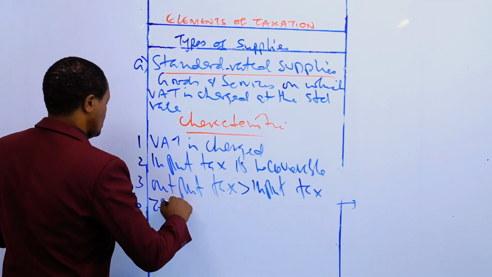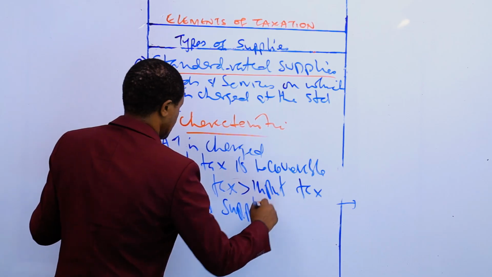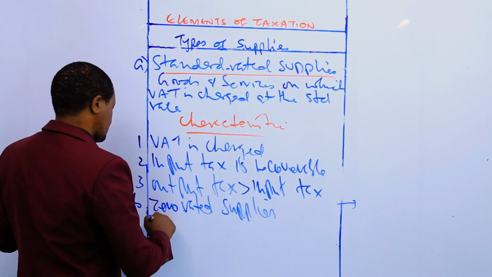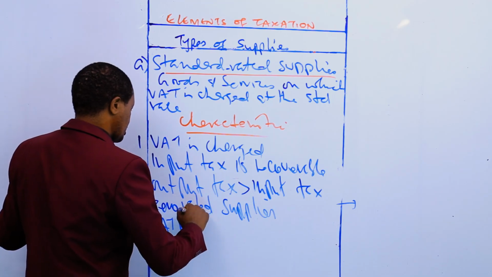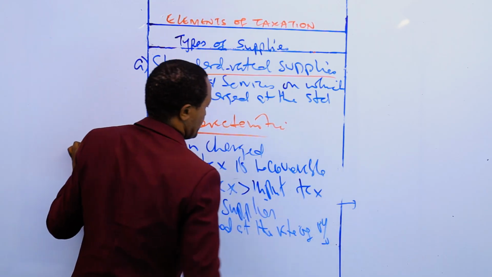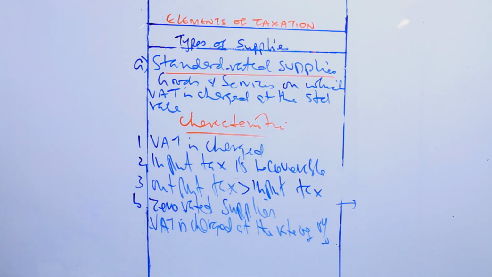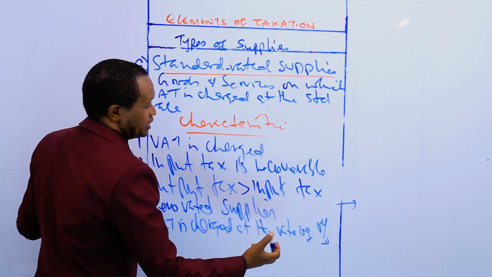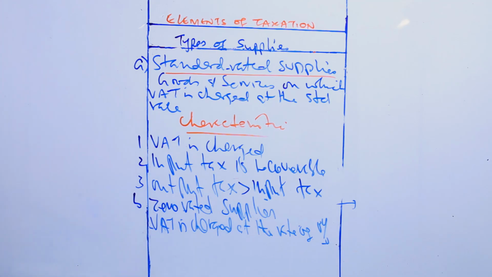Zero rated supplies are taxable supplies on which VAT is charged at the rate of 0%. Now, while the rate is 0, they are still considered taxable supplies.